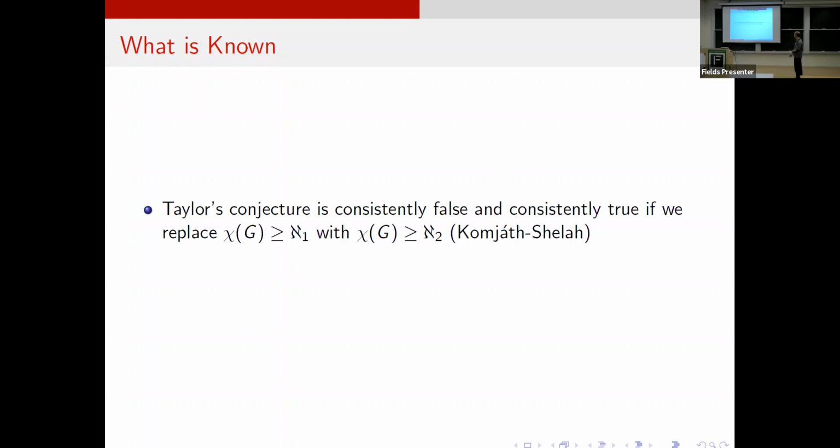Okay, so what do we know about these conjectures? First, Taylor's conjecture is consistently false. There is a model of set theory in which it doesn't hold. But it's also consistently true. It's also consistently true if you switch the aleph1 to aleph2. So right now the aleph1 part is open.